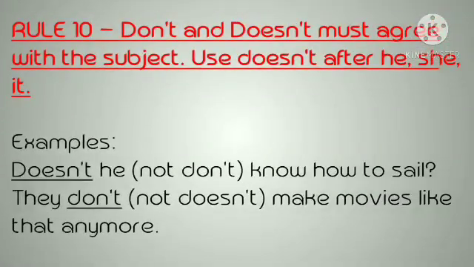Rule number 10. Don't and doesn't must agree with the subject. Use doesn't after he, she, and it. Doesn't he, not don't, know how to sail? 2. They don't, not doesn't, make movies like that anymore. So we are going to use doesn't if our subject is he, she, it, or a single name of a person, thing, or animal. On the other hand, if it is the second person or referring to a lot of persons, we are going to use don't.